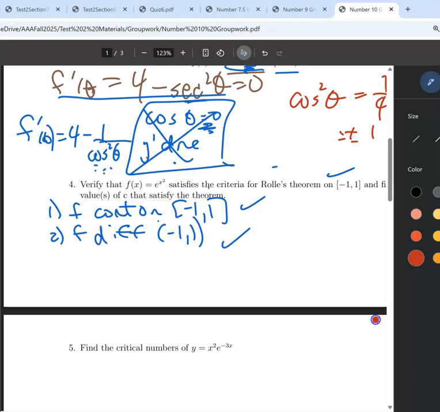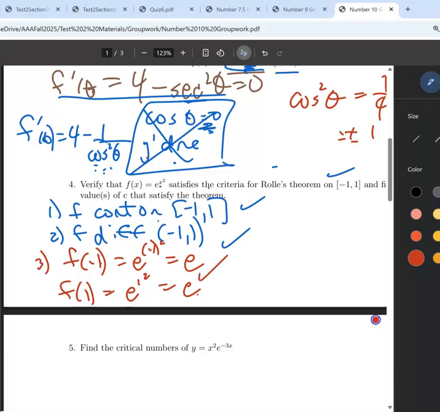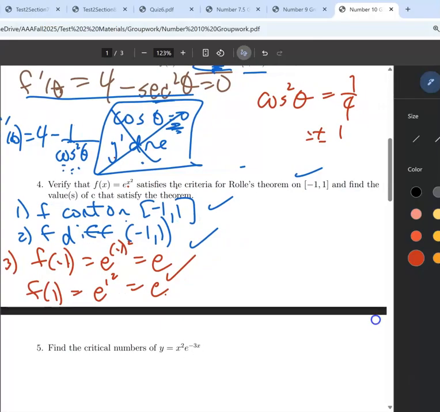Okay, so Rolle's theorem has the third criteria that f of negative 1 has to equal f of 1. So let's go plug it in. If I plug in negative 1, I get e to the negative 1 squared. That's e. And if I plug in 1, I get e to the 1 squared. That's e. Okay, I have all three criteria satisfied. Now it's my job to go find the number c that satisfies it.